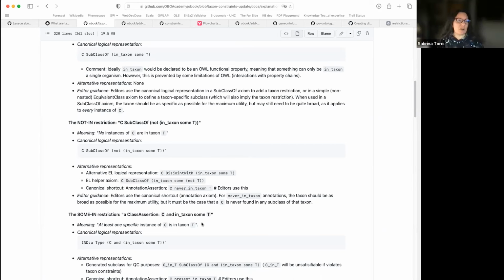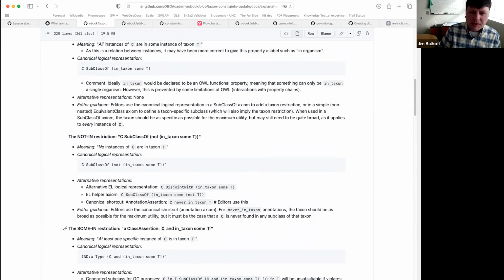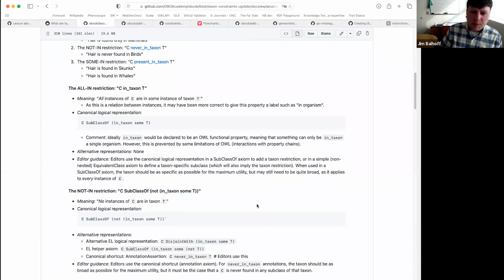So if I have a class that has a taxon constraint and I run the reasoner, will I expect that some terms will be reclassified under that class, or is it a bit too complicated? Because if you made an expression disease and in taxon dog, you would get as subclasses all of the diseases that were always in dogs or that were only in dogs.